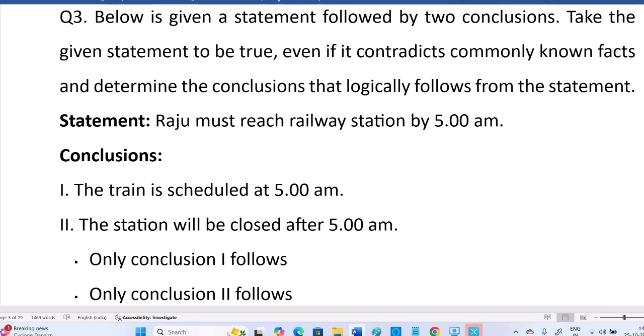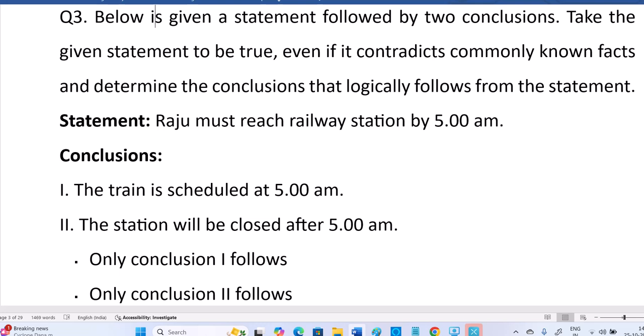Only one. See, the train is scheduled at 5 a.m. Raju must reach by 5 a.m. Maybe he hasn't taken the ticket so far. He needs to go to the ticket counter. He needs to take the ticket. Maybe the train is at 5:10. Or he is on the first platform, and the train is on the sixth platform.